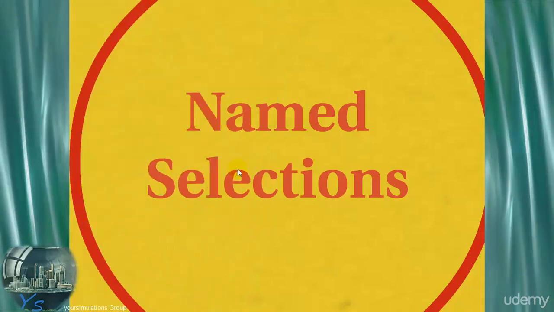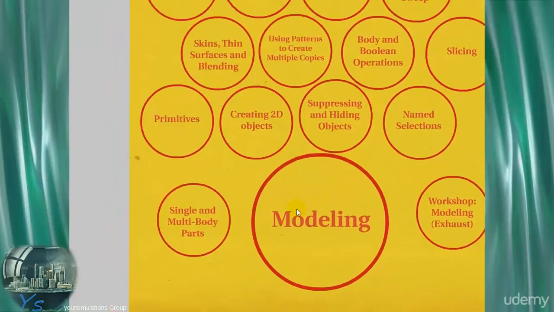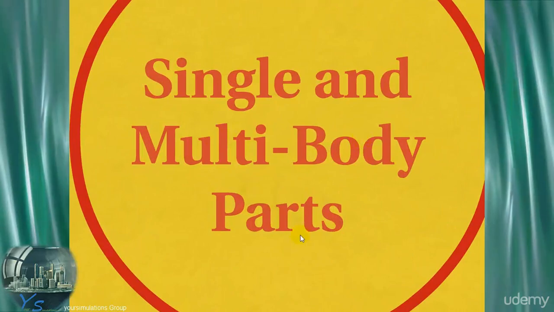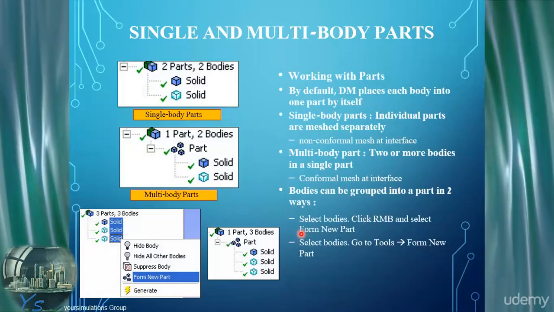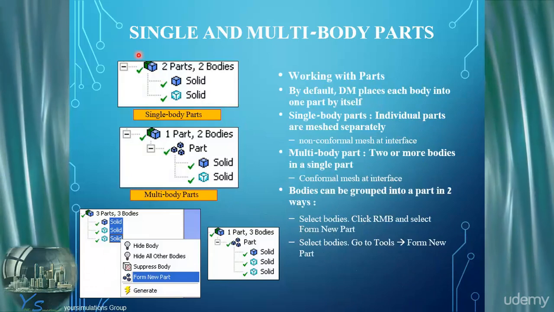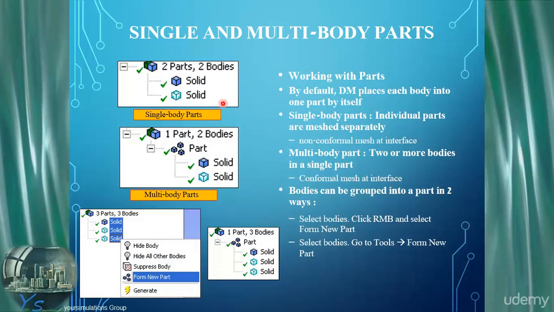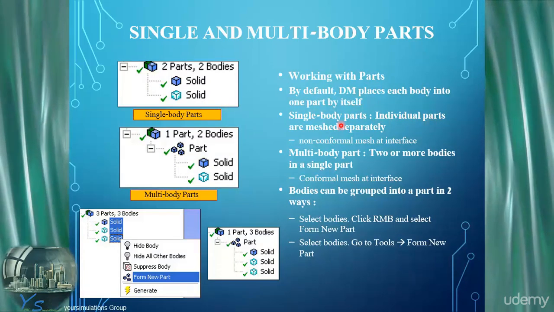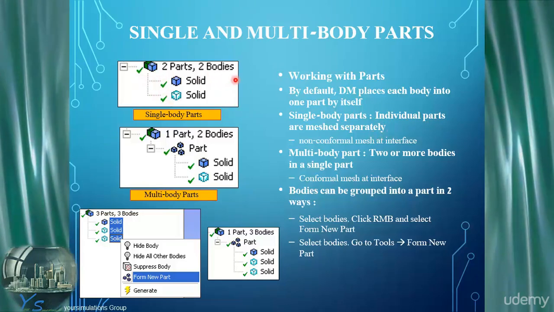So an important concept is that of single and multi-body parts within Design Modeler. By default, Design Modeler places each body into one part by itself. So if we have single body parts, we have individual parts that are meshed separately. The example here on the top right is of two parts and two bodies.